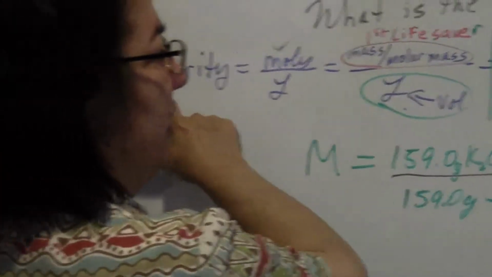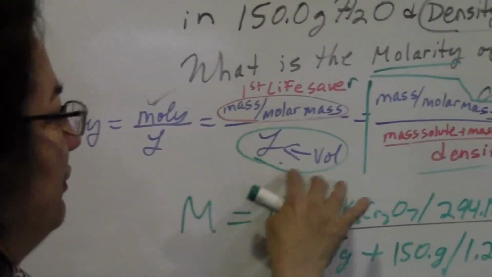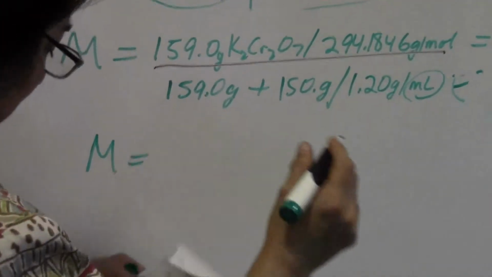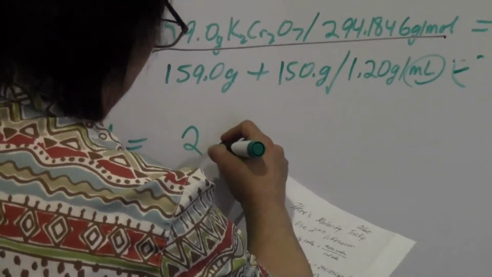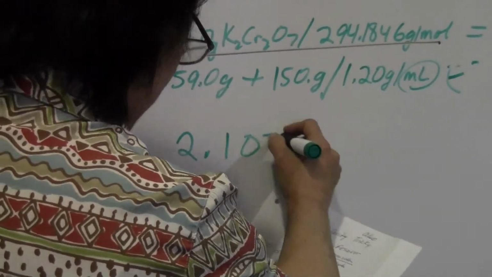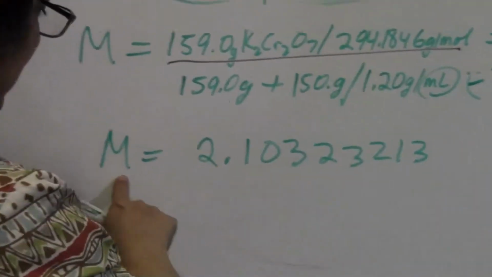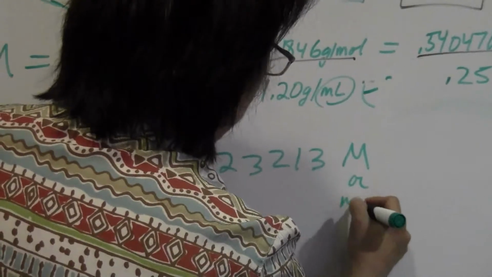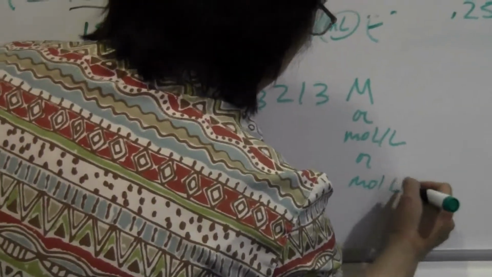This is a really good way to put the two lifesavers in. I suggest you do it in all these different forms, so that way you can use what you need. And when we divide those two numbers, we end up with 2.1032313. Remember, units for molarity could be capital M, or they could be moles per liter, or they could be moles, liters, to the -1.